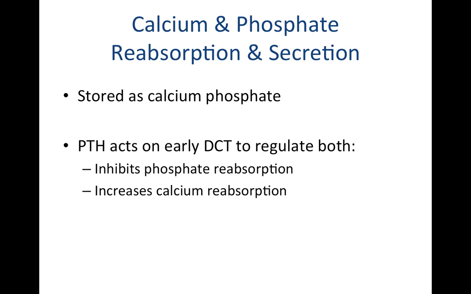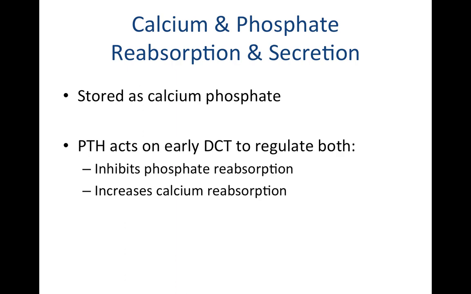Calcium and phosphate are also regulated, and this is done through parathyroid hormone. In the early distal convoluted tubule, there are receptors for parathyroid hormone, and this hormone will cause those cells to inhibit phosphate reabsorption, so you're not going to move as much phosphate back into the blood, while you increase calcium reabsorption. And so you're going to move more calcium back into the blood, but not as much phosphate. The reason for this is because calcium binds to phosphate, and then that calcium phosphate gets stored in your bones.